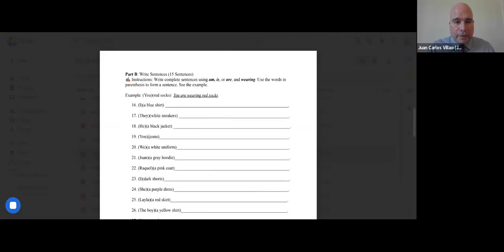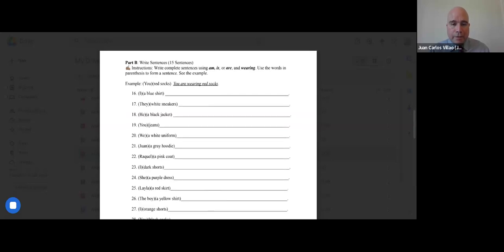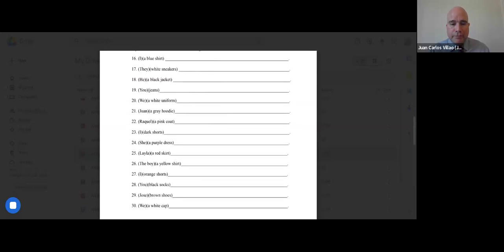So that's part B of the independent practice. So you will write sentences. Write complete sentences using am, is, or are. And then use the progressive verb wearing in every sentence. From number 16 to 30, you have to use wearing in each sentence. So take that into account. Okay? So that's part B.